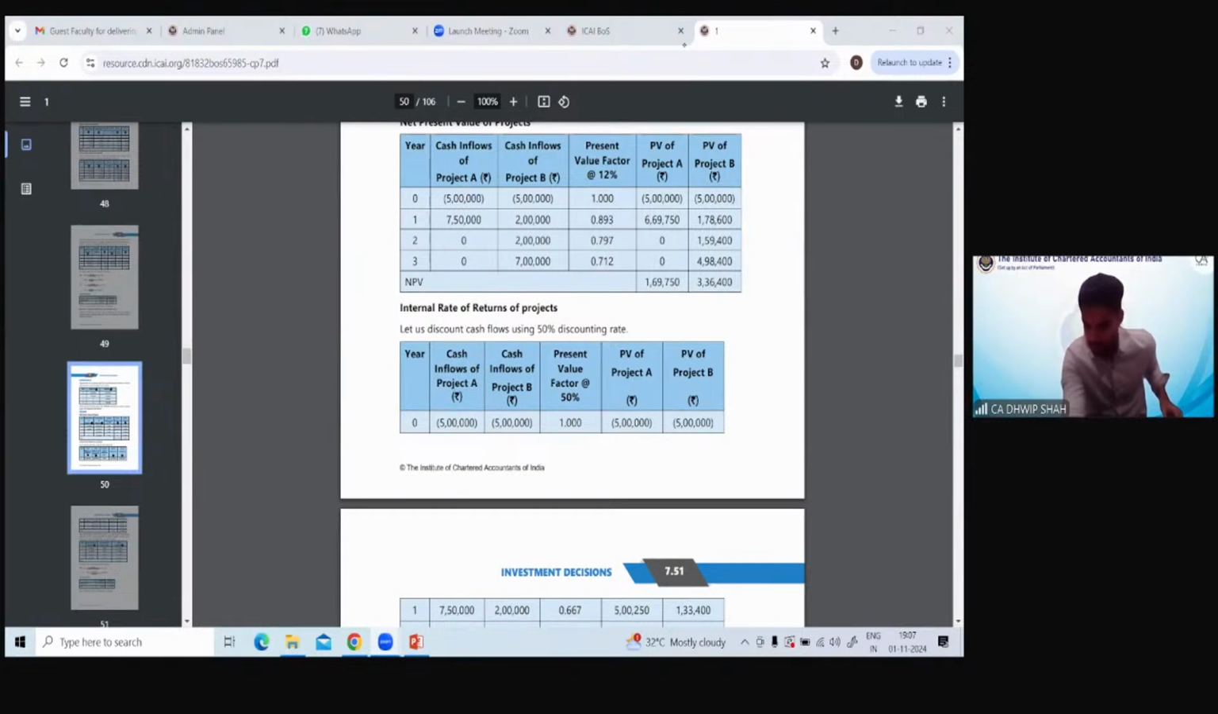How will we adjust the reinvestment risk? See, reinvestment risk is to be adjusted only in case of modified IRR. If the question asks you about modified IRR, then only that reinvestment thing will come. Otherwise, just follow the normal process.